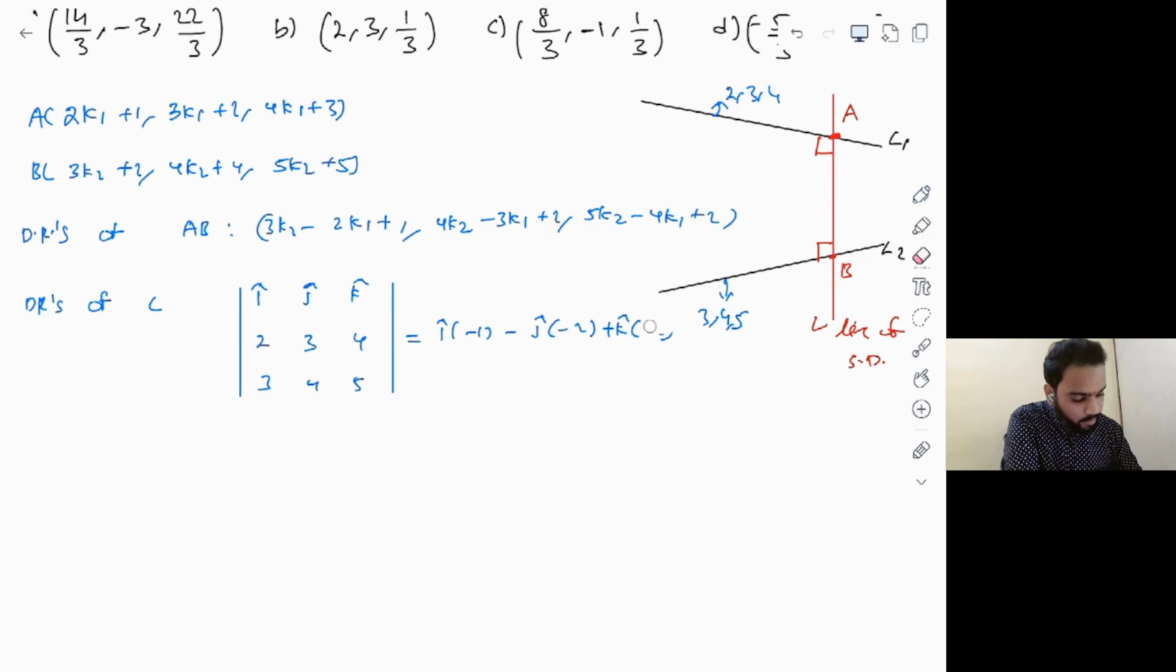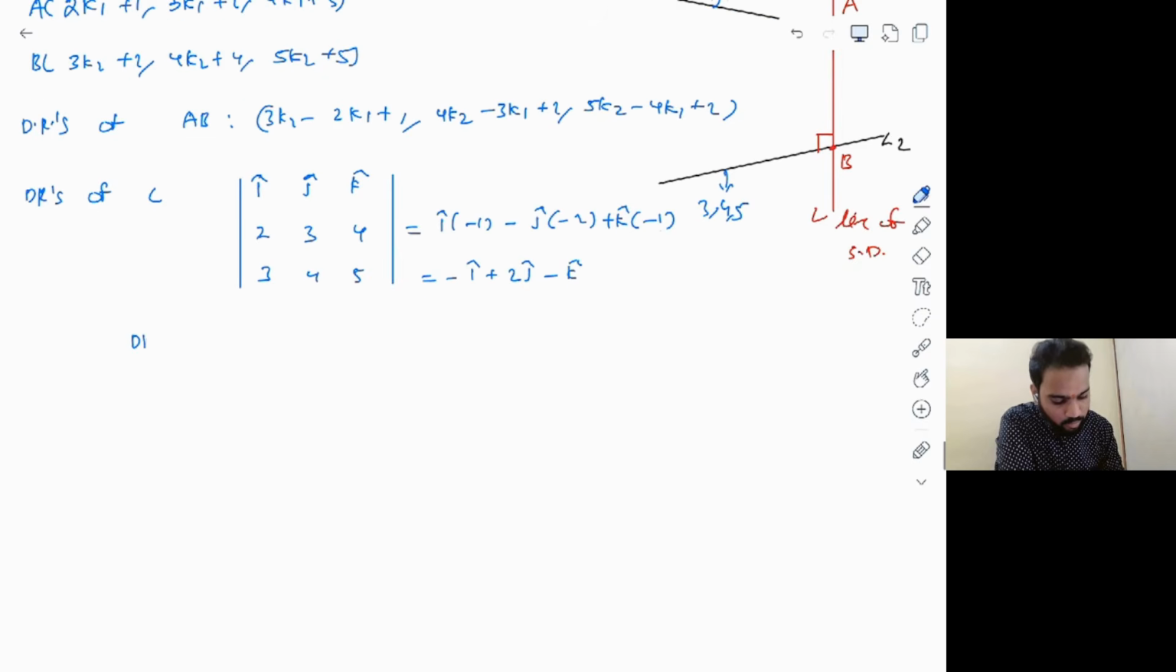So k cap multiplied by it should be 8 minus 9, that is minus 1. And finally you get minus i cap plus 2j cap minus k cap. So from here we can conclude that the DRs of line L are nothing but the coefficients of i, j, k here, that is minus 1, 2, comma minus 1. Okay.